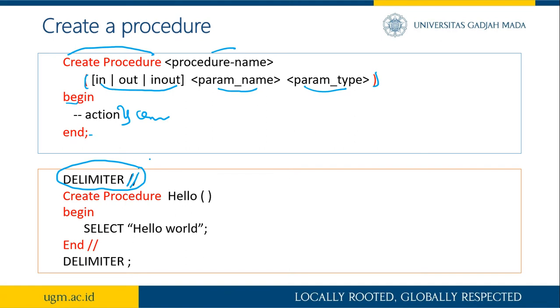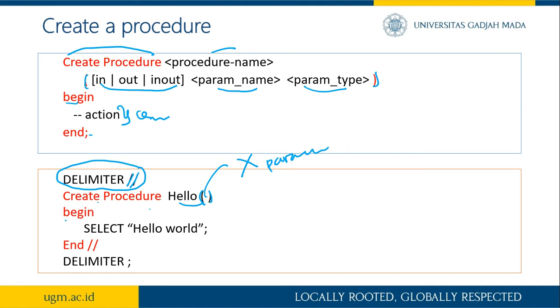You can change it to any other symbols. It is okay. And then create procedure hello. In this case, I don't use any parameter. It is okay too. You don't need to put any parameter if you don't want. So it is optional to use a parameter or to not use any parameter.